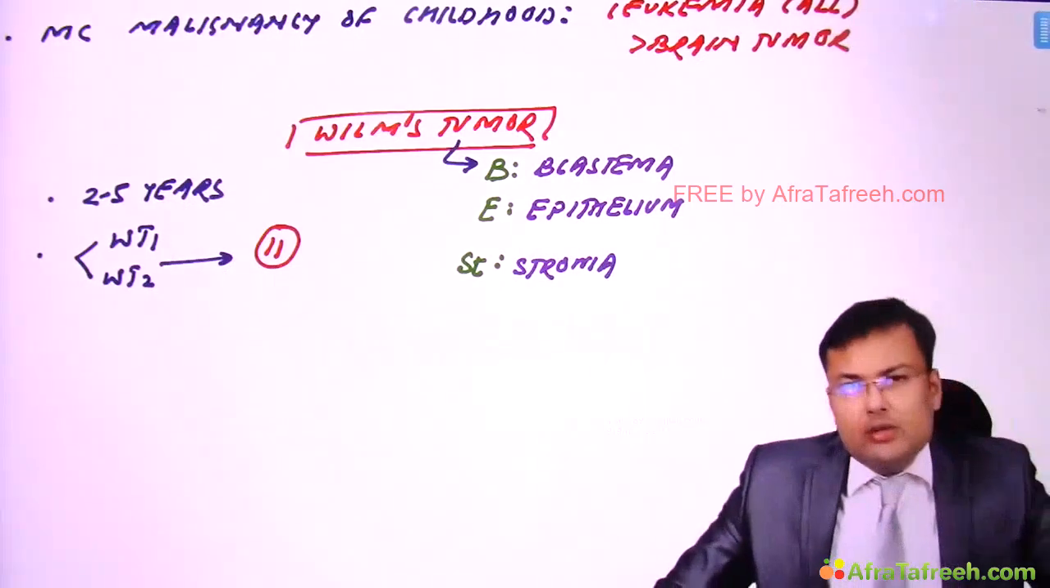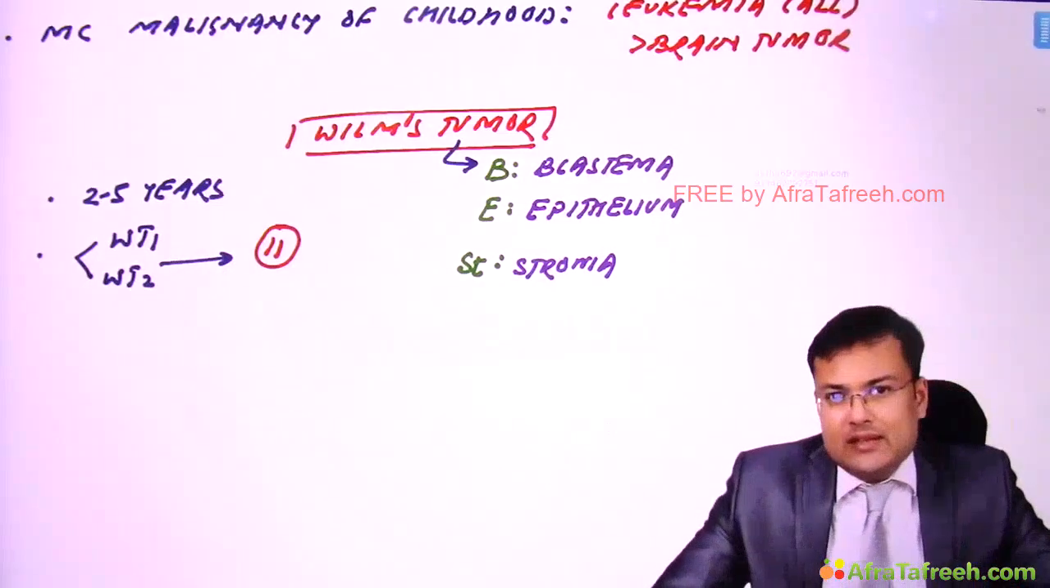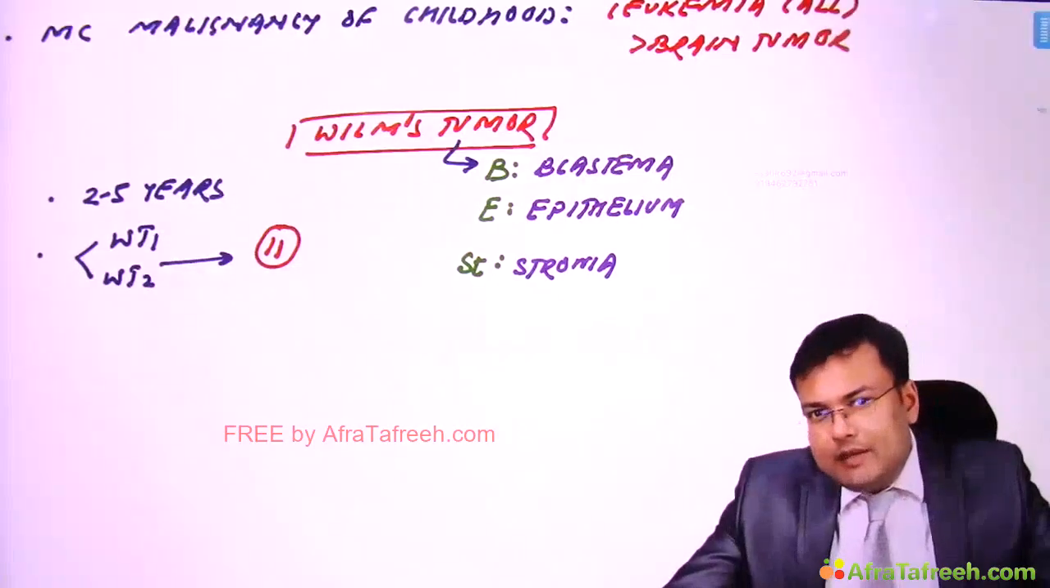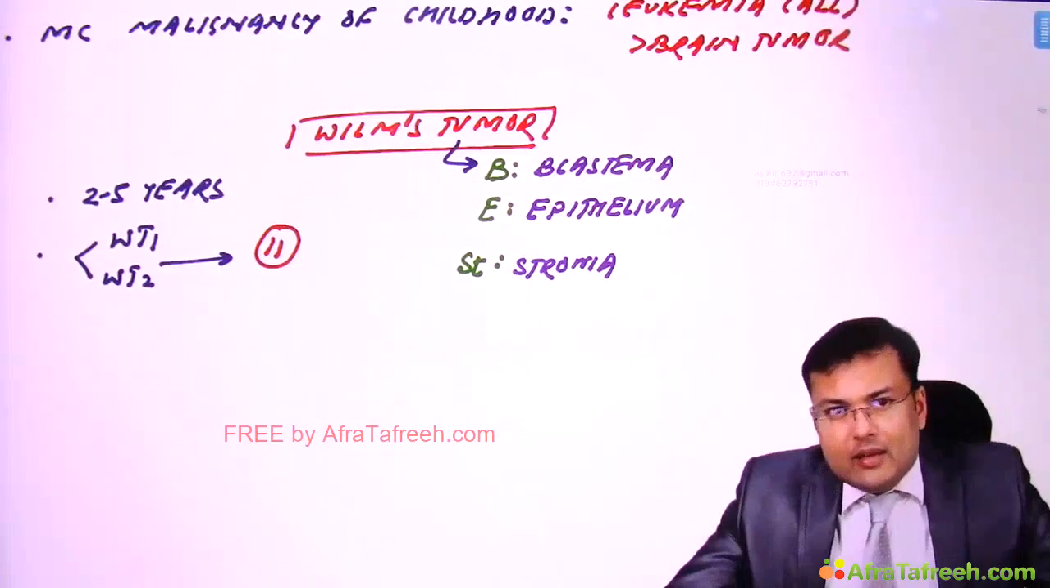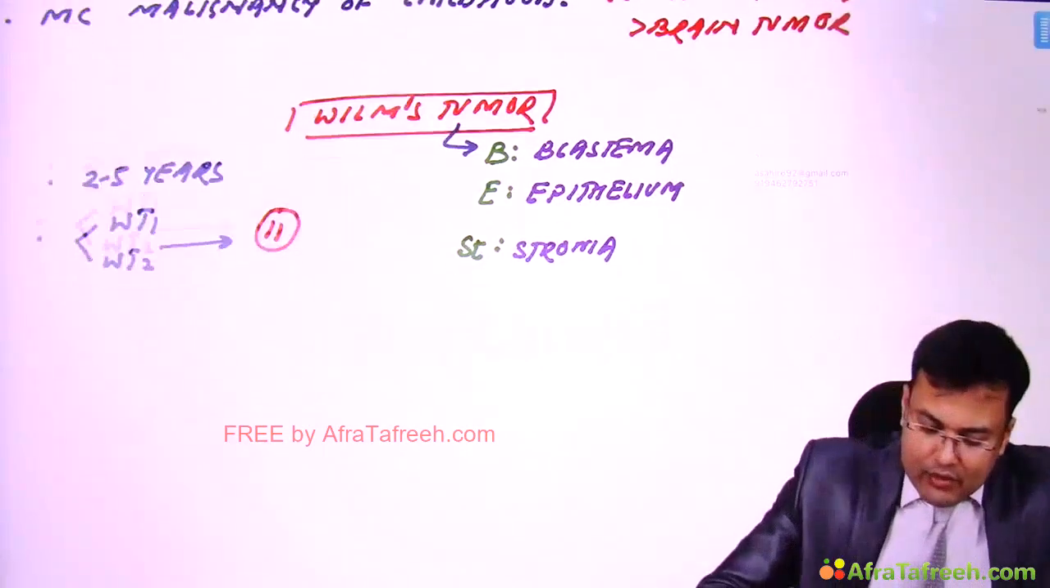Okay. Now there is one question which is frequently asked in medicine, in surgery, in pediatrics. What are the variants of Wilms tumor? So one is WAGR syndrome, second is Denys-Drash syndrome, and third is Beckwith-Wiedemann syndrome. Okay, one by one we are going to see.